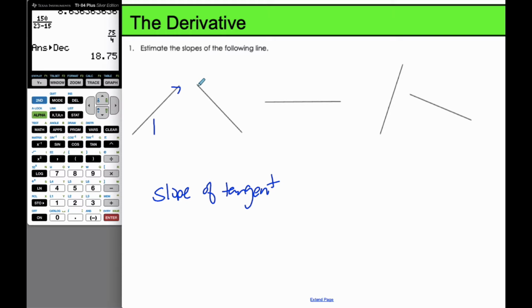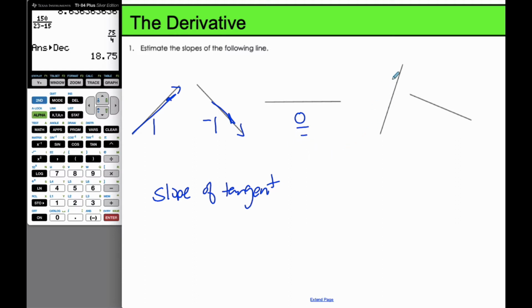Similarly, this one is going down to the right, and because it's approximately in between the horizontal and vertical, this is -1. And so those are just two good reference points between positive going up and -1 going down. The horizontal line has a slope of 0, and that's an important one, really important for derivatives in calculus.